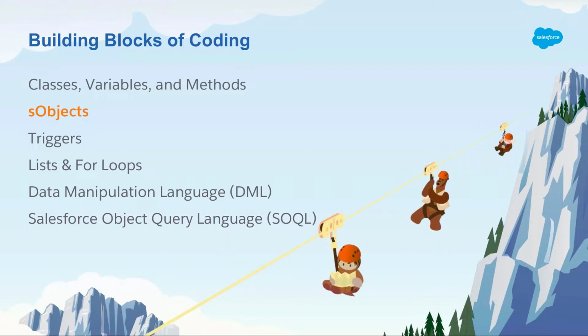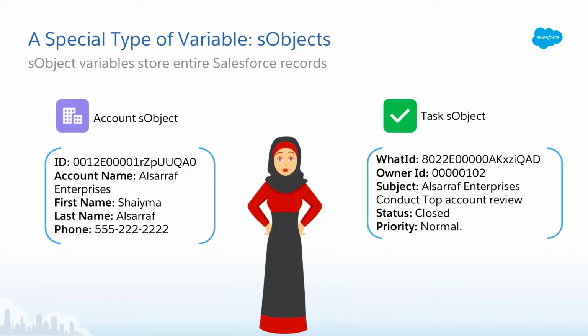Let's look at another variable type, and that is called an sObject. So in Salesforce, records are obviously core to what we do. We talked a little bit about variables in Apex, and because Salesforce records are so important, we have a special type of variable to store them, and this is called an sObject. sObjects hold a single record of data from a Salesforce org, like an account, order, or a task.